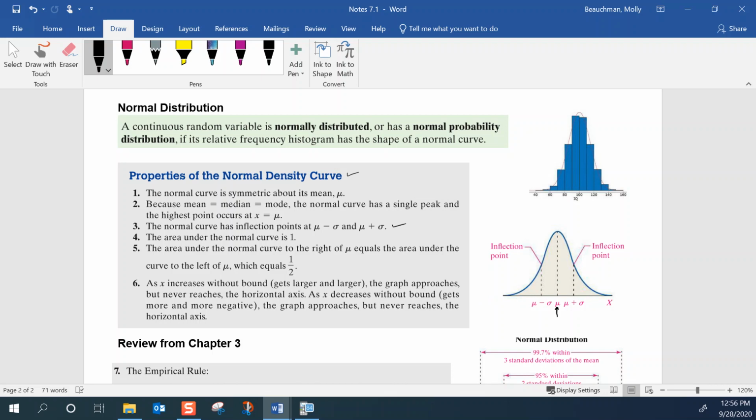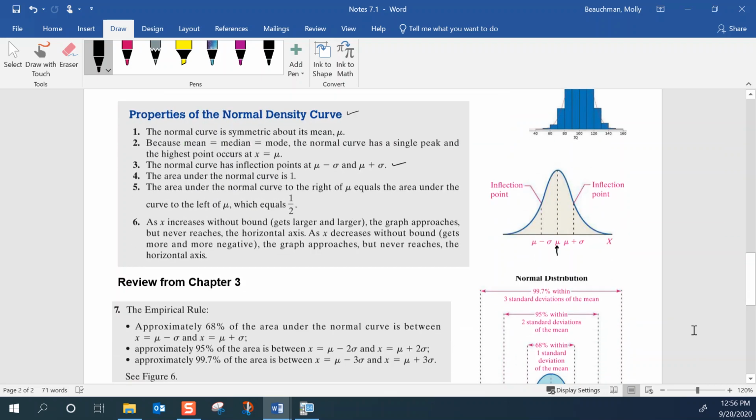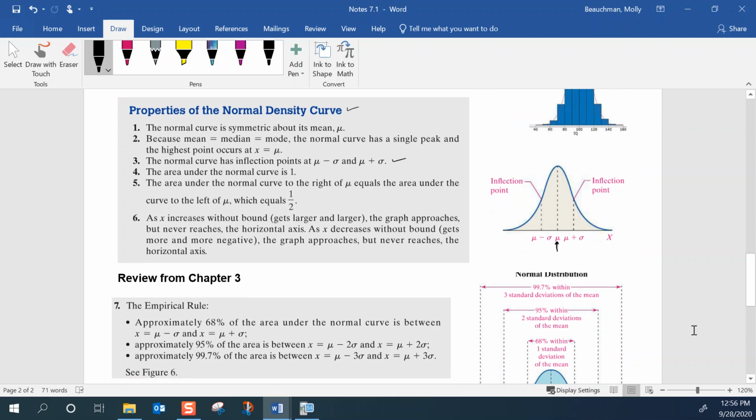Now, you worked with the normal distribution in Chapter 3. Before we get there, I just want you to notice that every normal distribution has two things, the mean and a standard deviation. That's what defines your normal distribution.